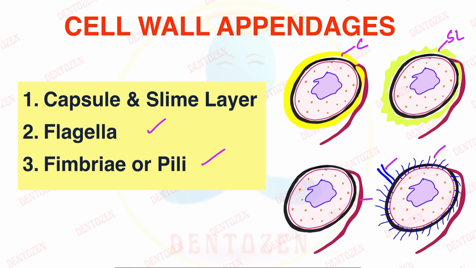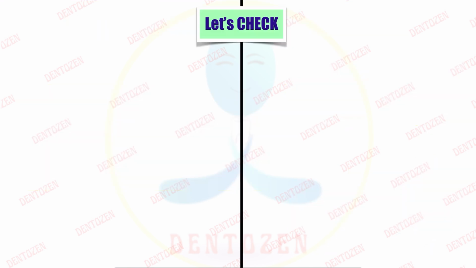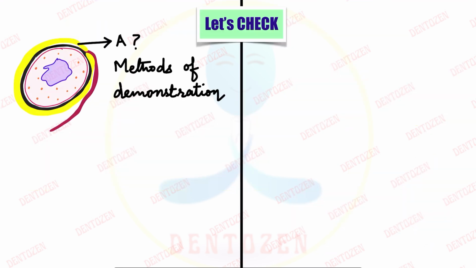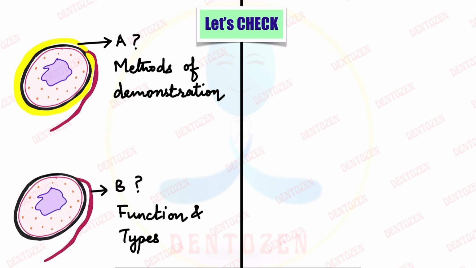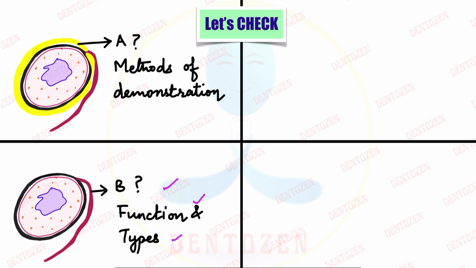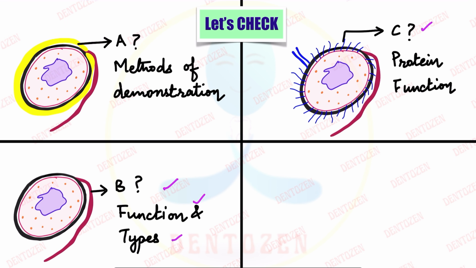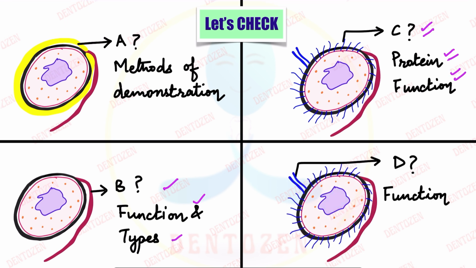Now let's check what you have learned. Identify the structure A. What are the methods of demonstration of this structure? Identify the structure B. What are its functions and what are its types or different types of arrangements? Question number 3. Identify the structure C. It is made up of what protein and what is its function? And the last one, identify D and what is its function.